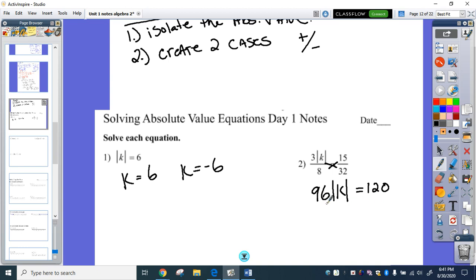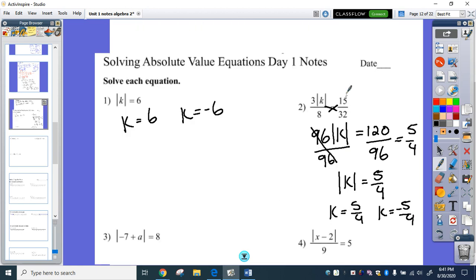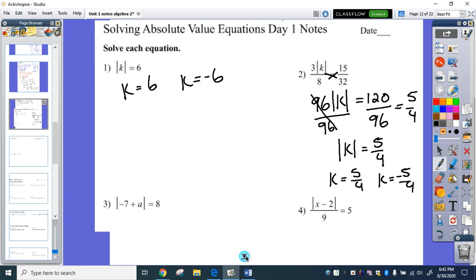Now in order to isolate the absolute value, we have to divide both sides by 96 to get rid of the 96. The trouble we run into is that 120 does not divide by 96. However, it does reduce down to 5/4. So what we have here is the absolute value of k is equal to 5/4. Now we're where we were with problem number 1. We split it into the two cases: k is either a positive 5/4 or k is a negative 5/4. Again, that's what you do when you have two fractions on either side of your equal sign.